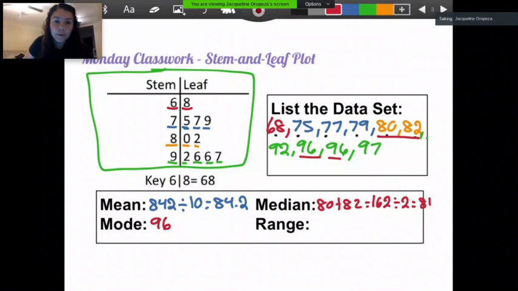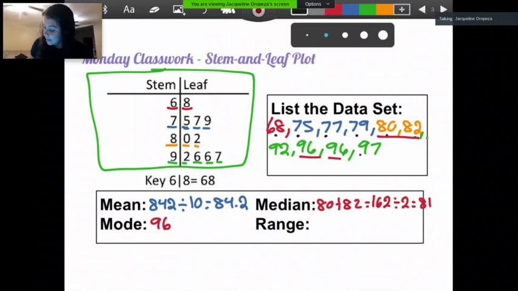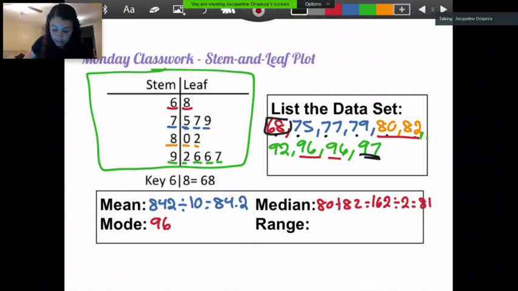My last one would be my range. In order to find the range, I must subtract my first number from my last number. So 97 minus 68 gives us 29. And that's how you find the mean, median, and mode and range from a stem and leaf plot.